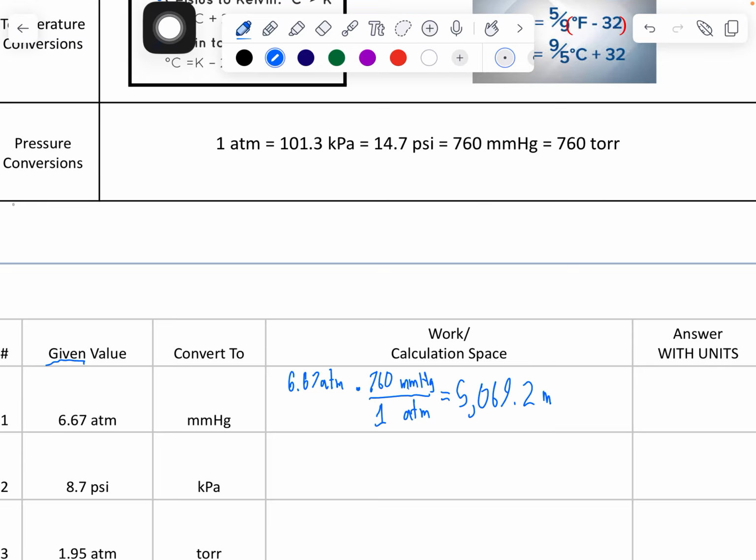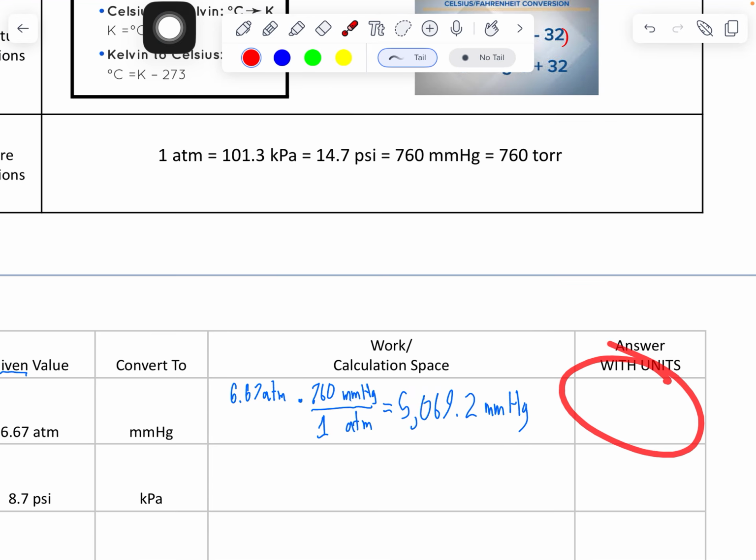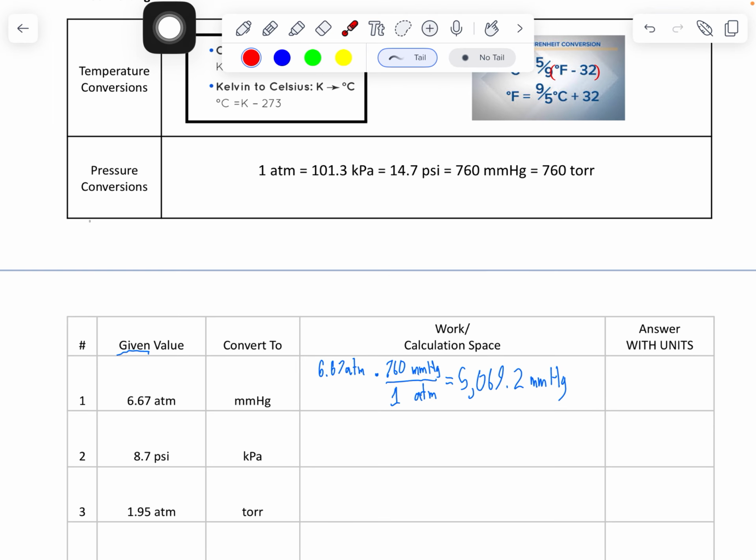5,069.2 millimeters of mercury. And now there is a space for your answer with units as well. Again, please include the units. You do need that. You will lose points on quizzes, on tests, on check-ins if you're not including the units. It's very important.